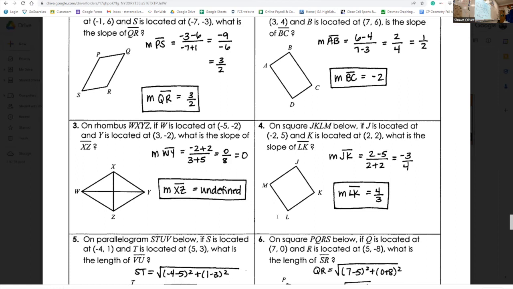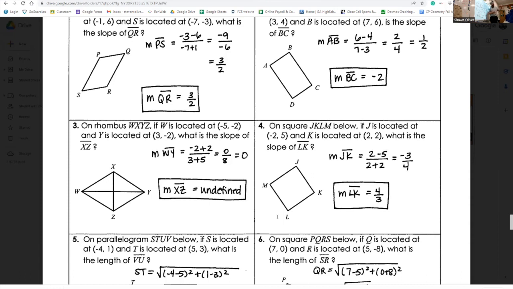How do we get on number 2 from a half to the negative? Because it's this corner. AB to BC forms a right angle. Right angles are perpendicular lines. So perpendicular lines have opposite reciprocal slopes. You take whatever the slope was, flip it, and change it from positive to negative or negative to positive.